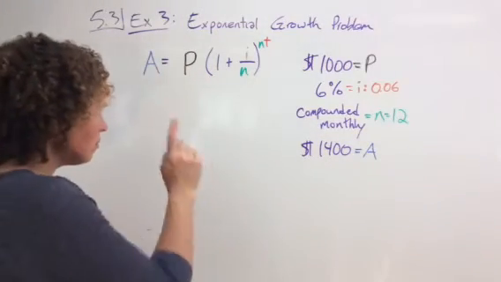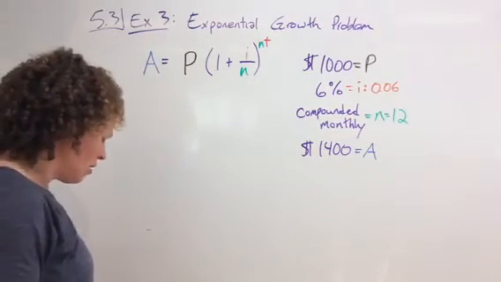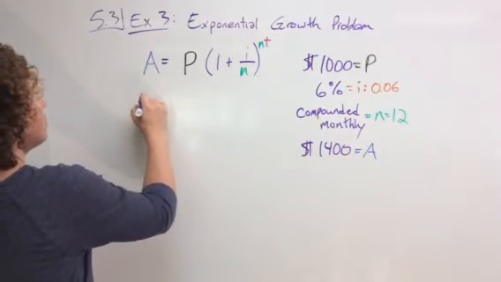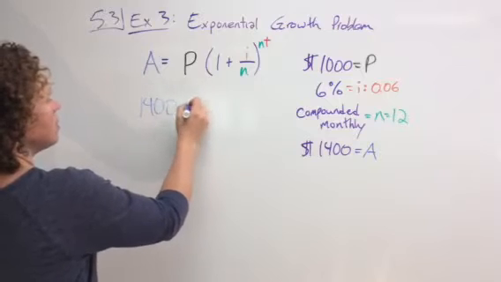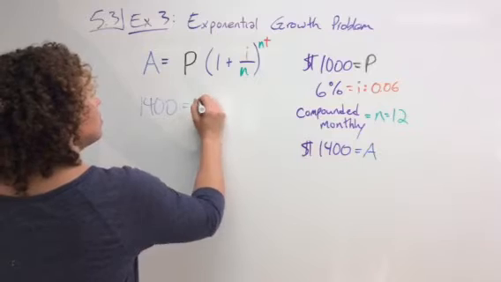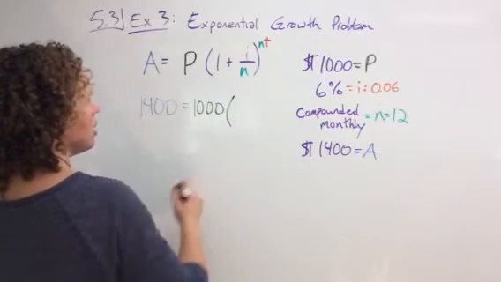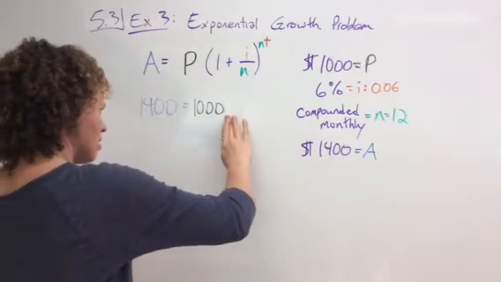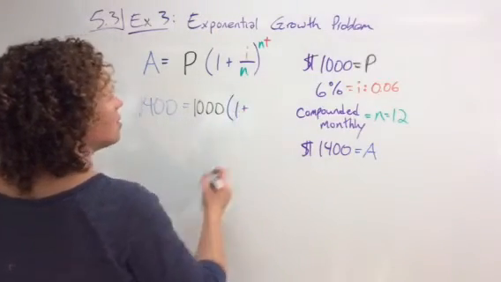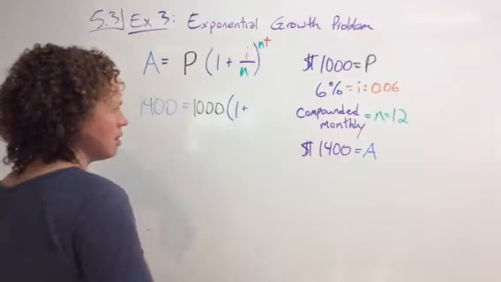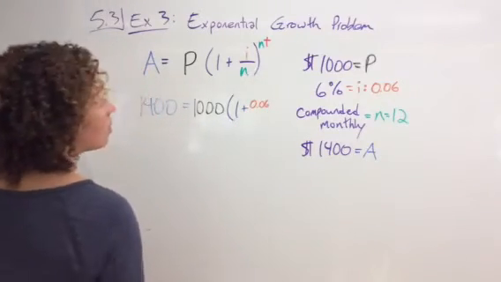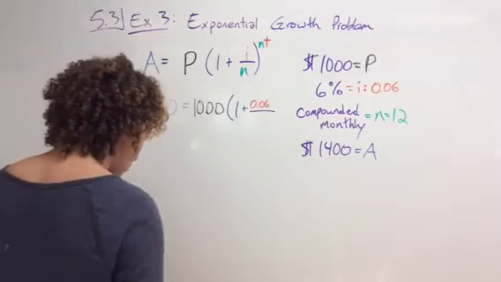Now, this particular question, we're going to plug our values in. I have 1400 for A, so 1400 goes here. I have 1000 for my principal, so 1000 goes here. And then I have the brackets. 1 plus 0.06 over my n, which is 12.